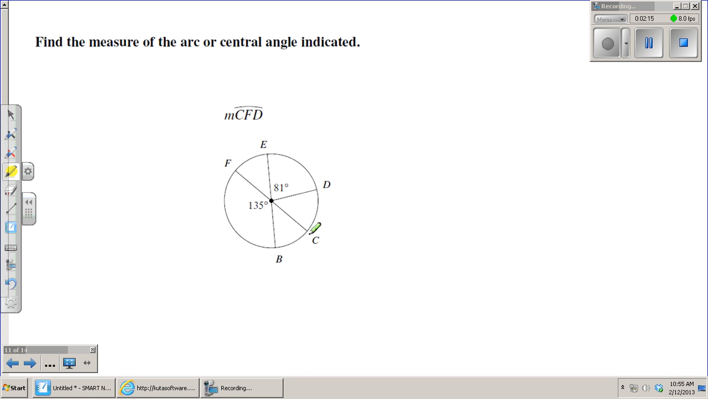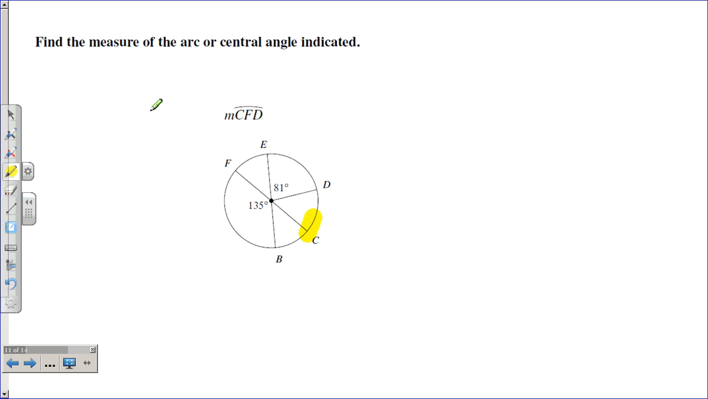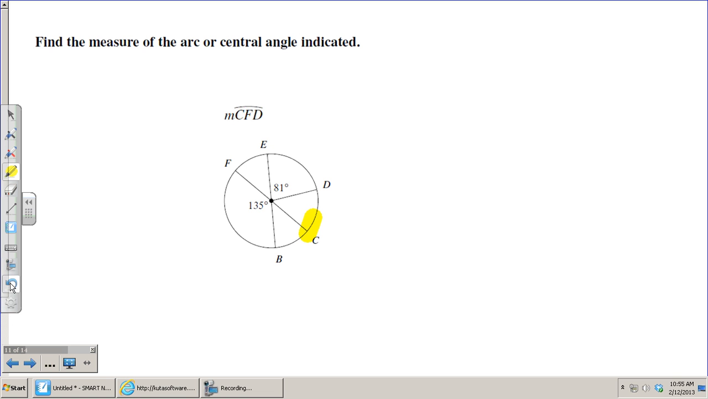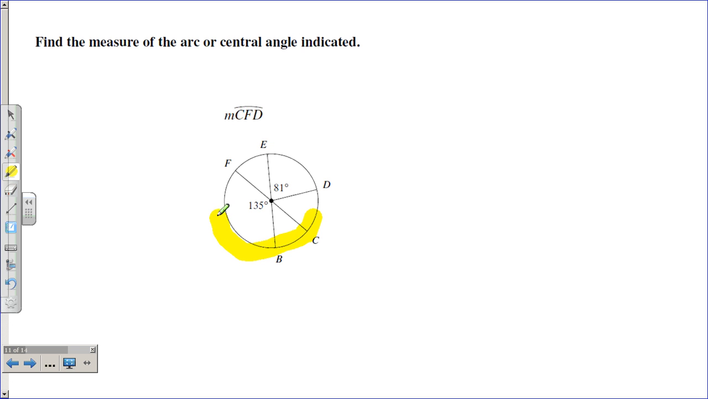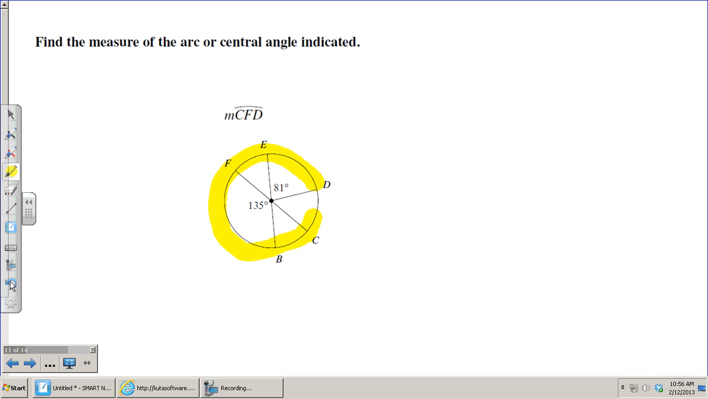So I start at C and go, I'm wanting to start from C and go to F to D. So it's asking for how much this entire big arc right here is. How would we go about doing that? Well, first off, we're going to have to use these central angles and find out these different values. Watch how we can do this.